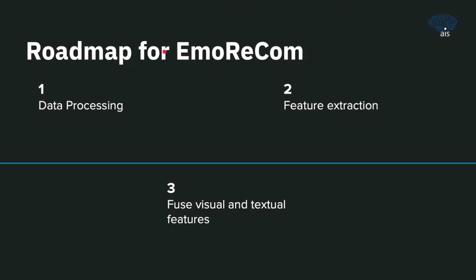So the roadmap for me to develop these models, or I call it the email record, is first that I need to perform data processing, and then feature extraction, and finally I fuse visual and textual features together. Also, please let me know if you have any questions in the chat. All right, so three steps.